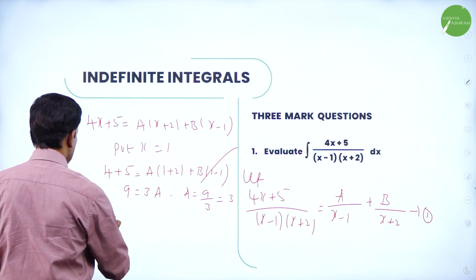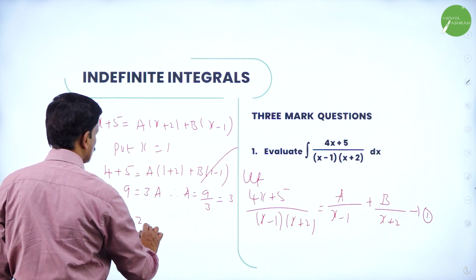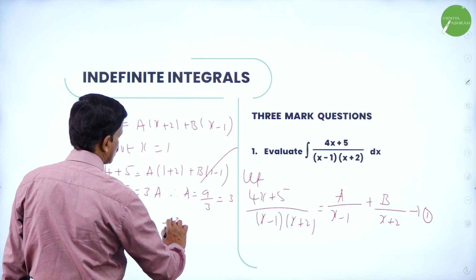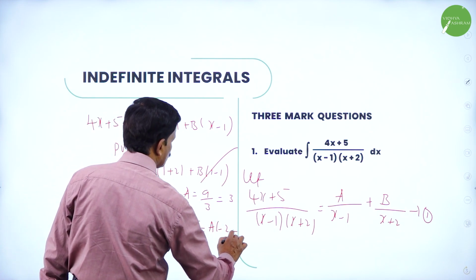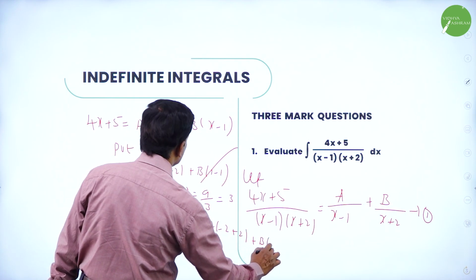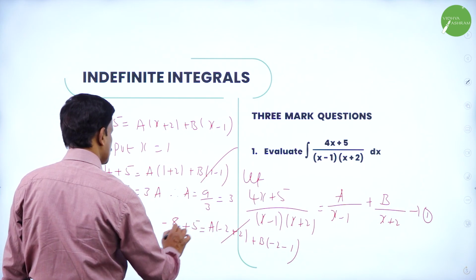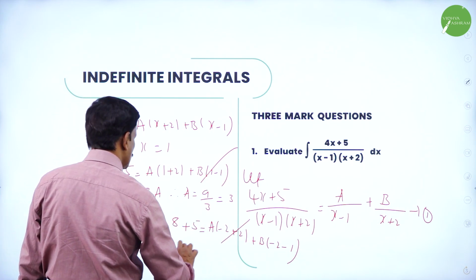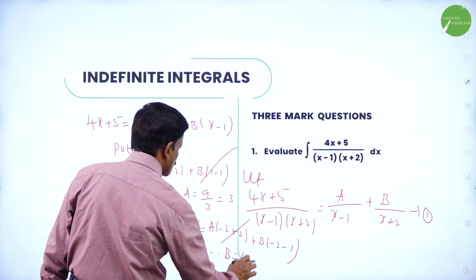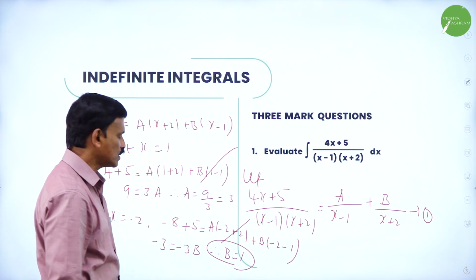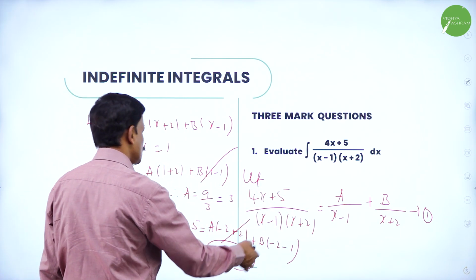Similarly, put x is equal to minus 2. If you put x is equal to minus 2, what will you get? 4 into minus 2 is minus 8, plus 5 is equal to a into minus 2 plus 2, this gets cancelled, plus b into minus 2 minus 1. Minus 8 plus 5 is minus 3, is equal to minus 3b. Minus minus gets cancelled, 3 and 3 also get cancelled, b is equal to 1. Now substitute in equation number 1, a is equal to 3 and b is equal to 1.